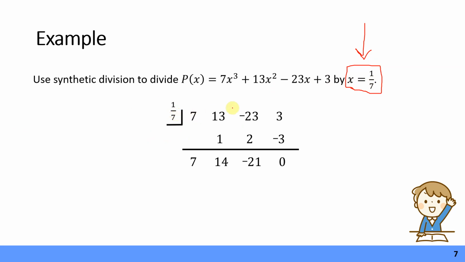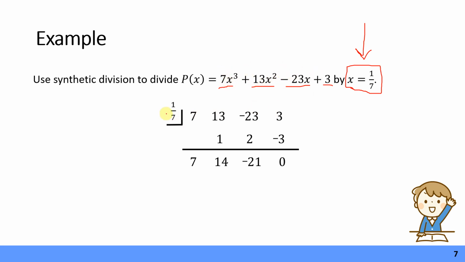Now, I list the coefficients. We have 7x to the third power. Then after that, I'm supposed to have x squared, which is 13. After that, I'm supposed to have the term that has an x, which is negative 23. And then the number that doesn't have an x, which is 3. So they were already in order and there was no x missing. They all had descending exponents.